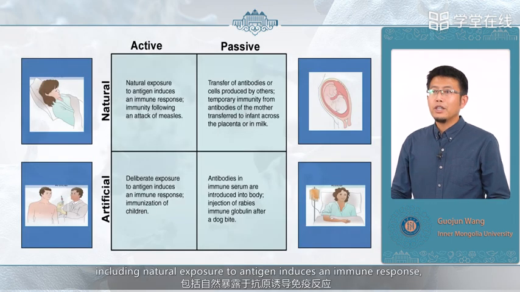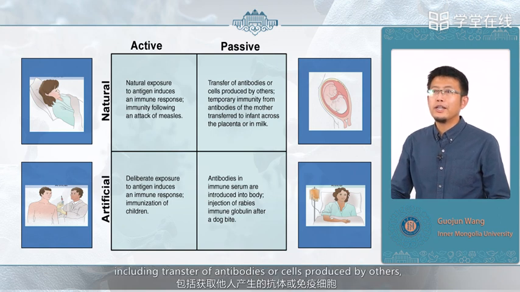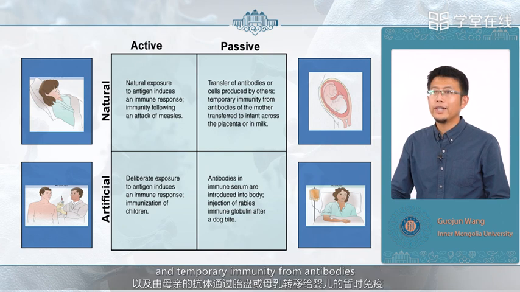Natural active immunity includes natural exposure to antigen inducing an immune response, and immunity following an attack of measles. Natural passive immunity includes transfer of antibodies or cells produced by others, and a temporary immunity from antibodies of the mother transferred to the infant across the placenta or in milk.